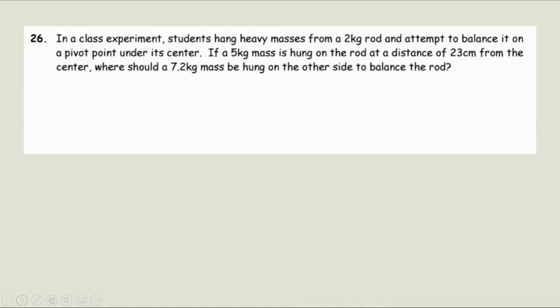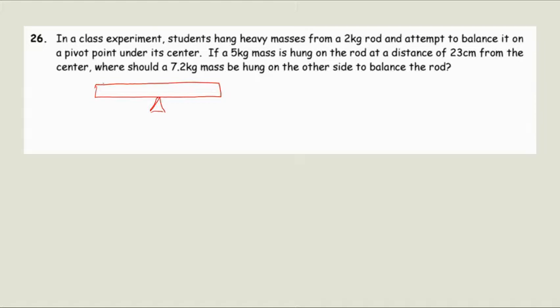So it says right here, students hang heavy masses from a 2-kilogram rod and attempt to balance it on a pivot point under its center. So if it's under its center, this is going to be the pivot point. And if it's under the center, the center of mass of the 2-kilogram rod is at that point. If a 5-kilogram mass is hung on the rod at a distance of 23 centimeters from the center, where should the 7.2-kilogram mass be hung on the other side to balance out the rod?